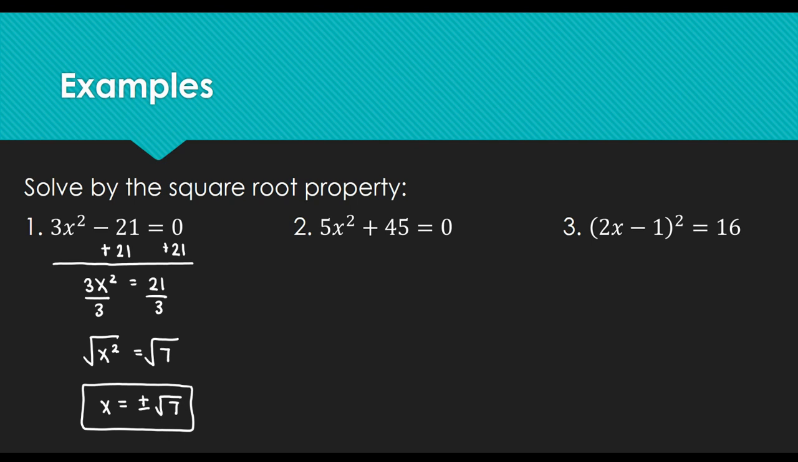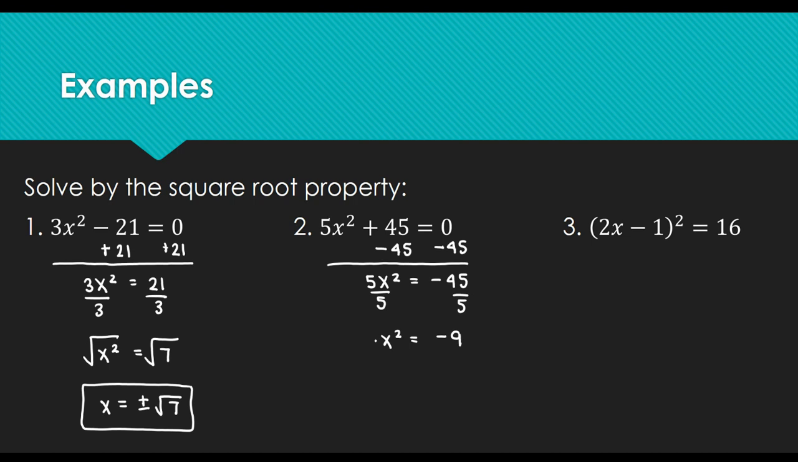Same idea with the next one. Notice that there are no x terms, so we can do the square root property by isolating that squared term by itself first. So I'm going to subtract the 45. That gives me 5x squared equals negative 45. I'm going to divide both sides by 5. So now x squared equals negative 9.